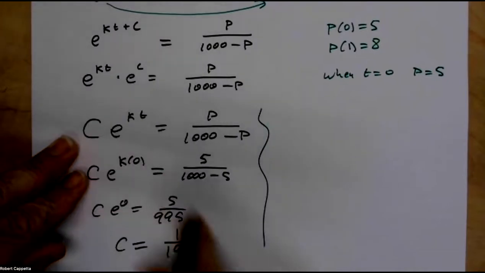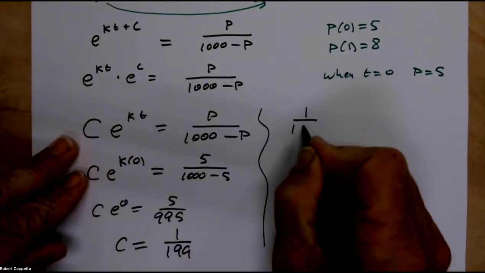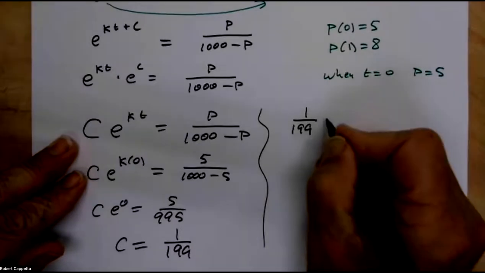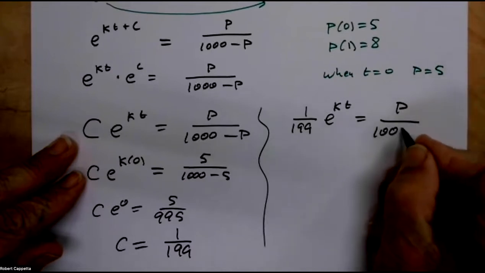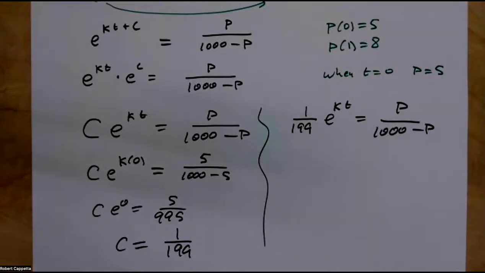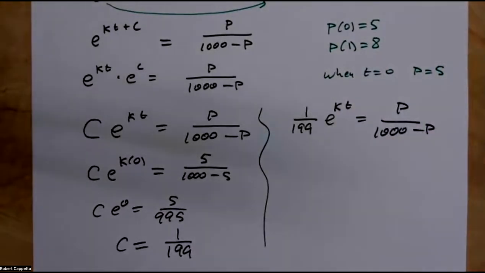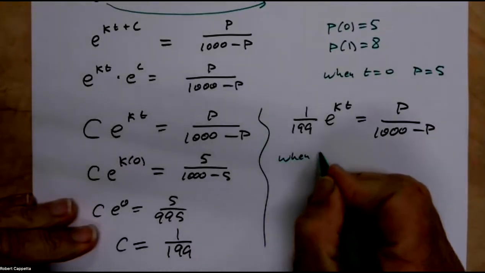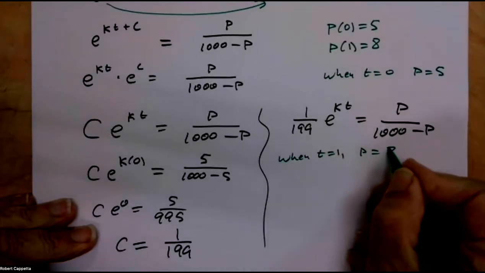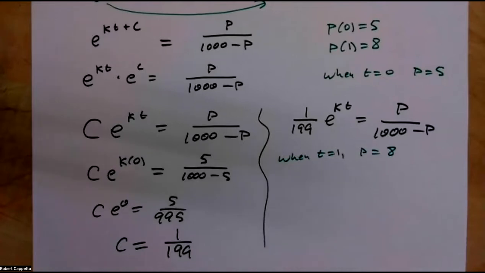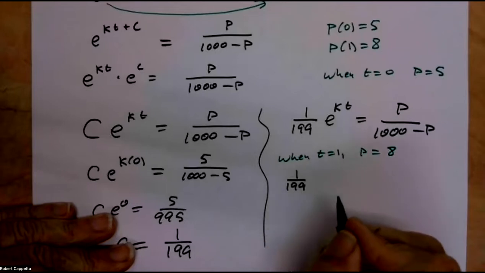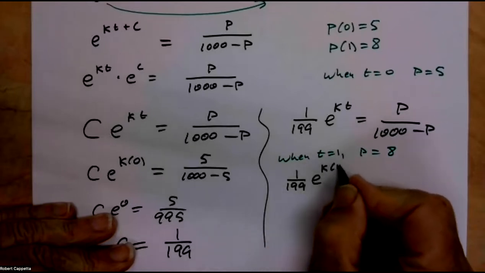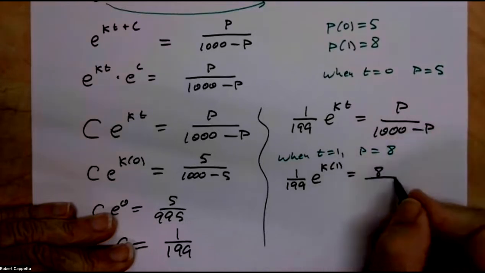So where we're at here, replacing the C with 1 over 199, we have 1 over 199 e to the kt equals P over 1,000 minus P. Now my next idea is P of 1 equals 8, which means when little t is 1, big P is 8. So 1 over 199 e to the k times 1 is 8 over 1,000 minus 8.